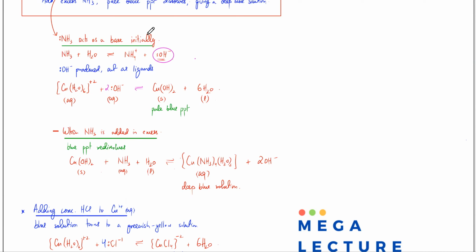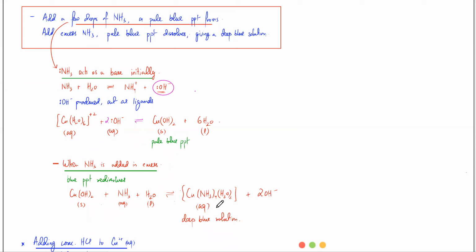So remember, the ligand is not going to be NH3 all of a sudden. What will happen is that initially the OH ions would come in, and then those OH ions will get knocked out by NH3. Is that clear? Yes. And if you add NH3 in excess right from the beginning, then the copper with 6 water molecules will directly turn into copper with ligands getting replaced by NH3. And that's a deep blue solution.